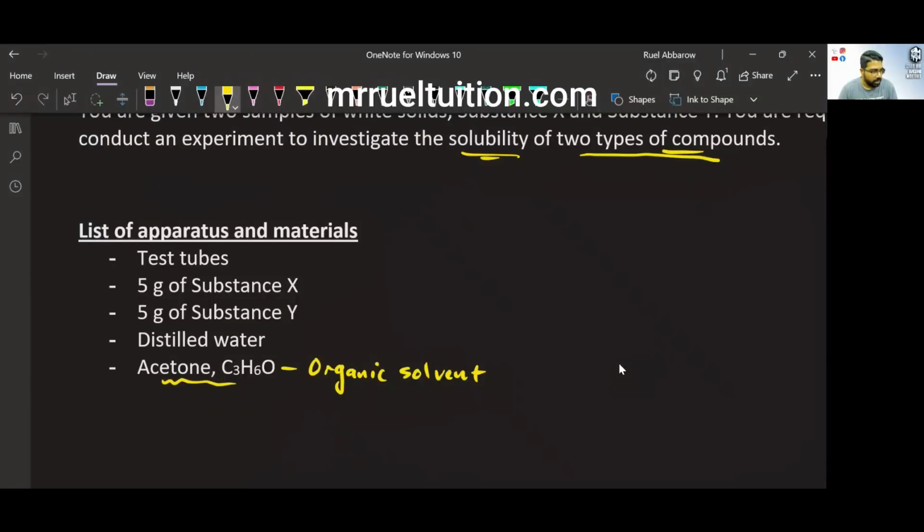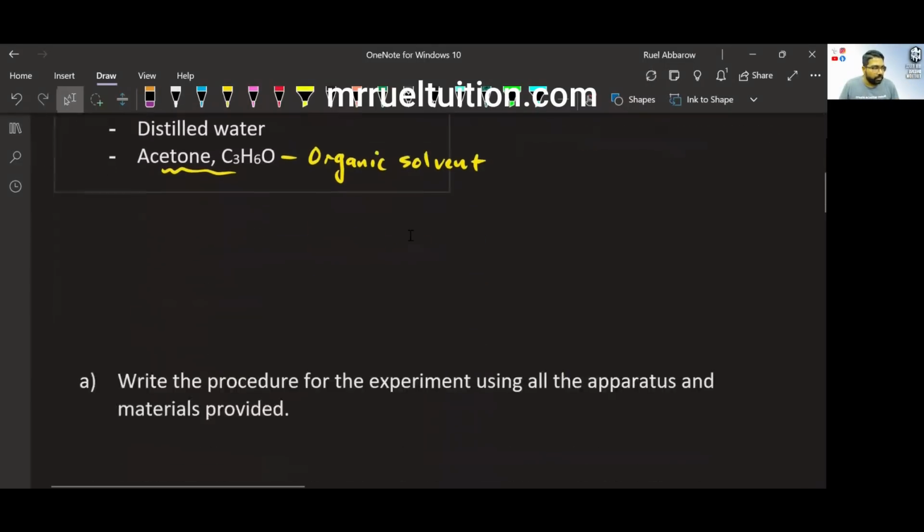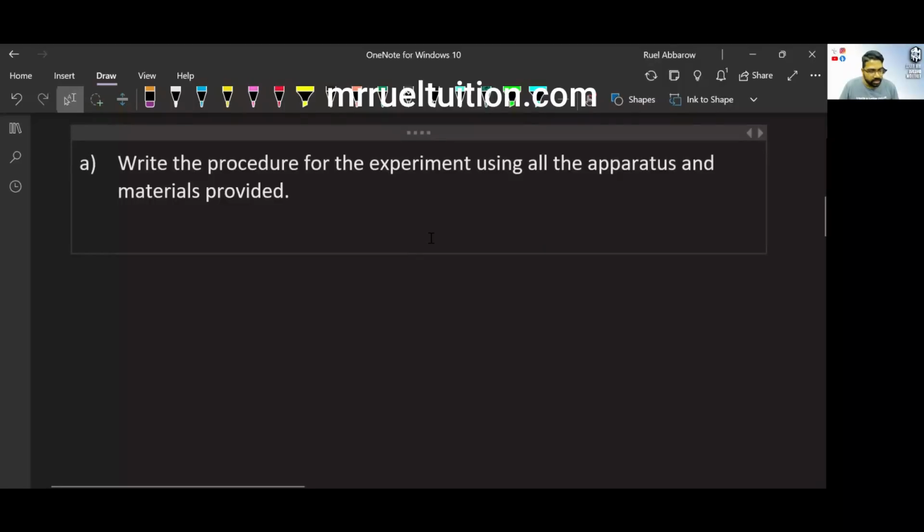So here we've got solubility in distilled water and organic solvent. You have to pick it out from the apparatus and materials. So let's go on to write the procedure for the experiment. There are two types of questions. One is guided, one is unguided. Guided, you are given the procedure. Unguided, you need to write the procedure.